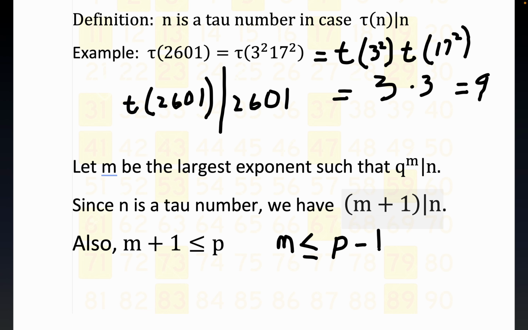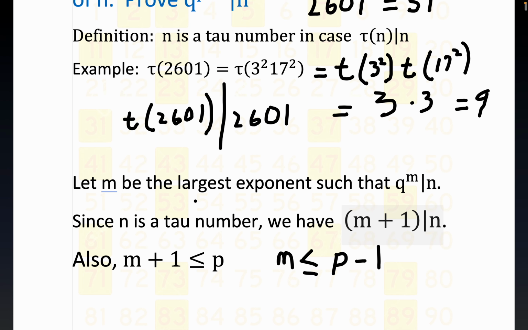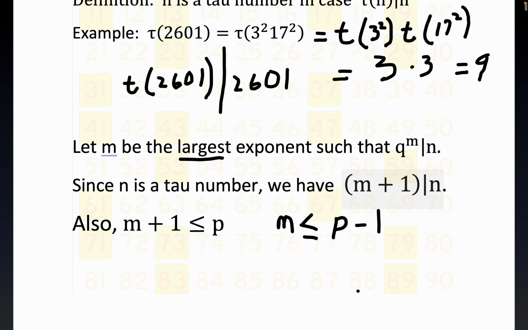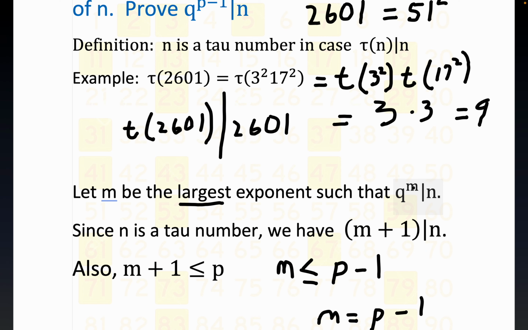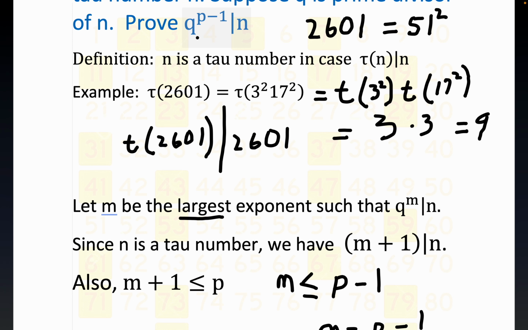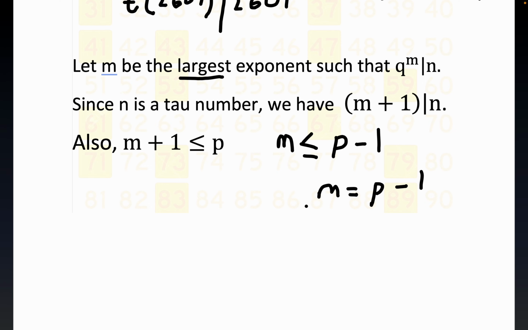But since m is the largest such exponent, m has to be less than or equal to p minus 1, so that means m has to equal p minus 1. Since it's the largest, right? So m is equal to actually p minus 1 here. And we've actually proved what we set out to prove. We set out to prove that q to the m, well, m is equal to p minus 1, so you see we've proved our result right here. That is, we've shown that q raised to the p minus 1 divides n, okay?